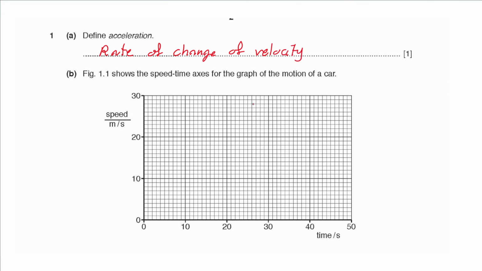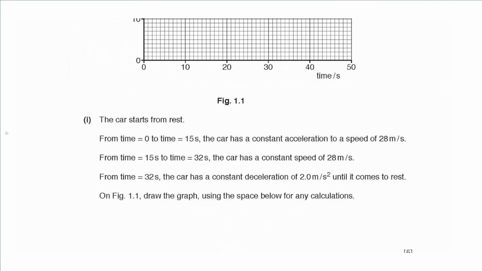Part B says figure 1.1 shows a speed time axis for the graph of the motion of a car. The car starts from rest. From time equals 0 to time 15 seconds, the car has constant acceleration to a speed of 28 meters per second. Then from 15 seconds to 32 seconds, the car has constant speed. From time 32, the car has a constant deceleration of 2 meters per second squared until it comes to rest. On figure 1.1, draw the graph using the space below for any calculations.